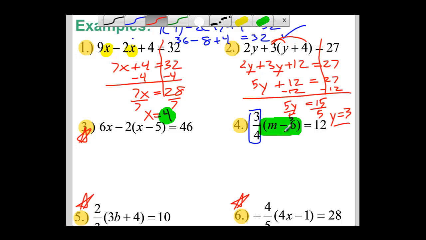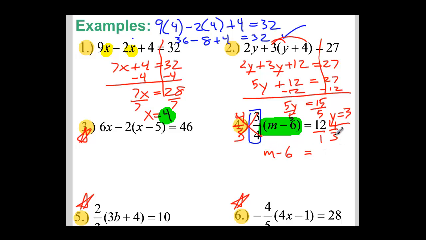I don't really care what's inside the parentheses. There's some of the variables in there somehow. So first I have to get rid of this. So I'm going to multiply it by 4/3, both sides. So 4/3, okay? So now those cancel, and the only thing left over here is m minus 6. And then 3 goes into 12 4 times. 4 times 4 is 16. Now, notice there's no fraction and no parentheses. So it's a very quick way to get rid of both of those.